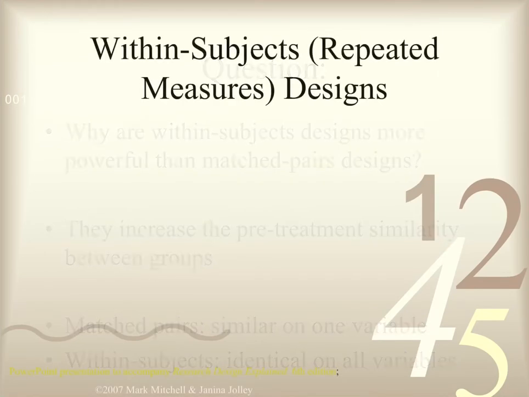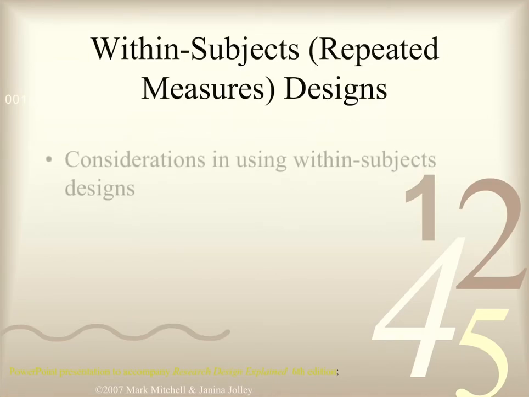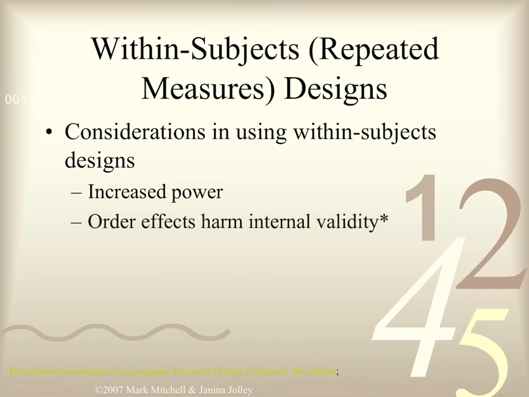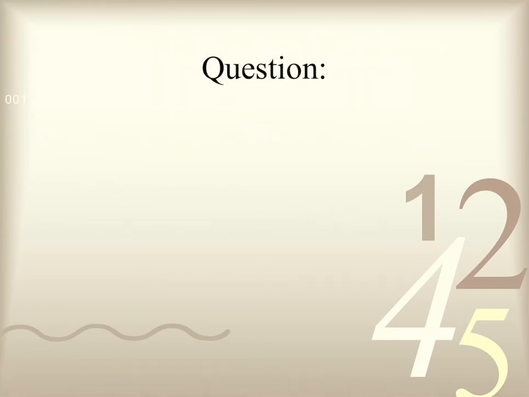Okay, so what should we consider? Why might we think about using this? Well, first of all, it increases our power tremendously. This is one of the most statistically powerful designs that's out there. Why not use it? Well, one of the potential downsides is that order effects can harm our internal validity. And in just a moment, we'll talk about what these order effects are. But it might be better to understand if you think about a particular kind of experiment.